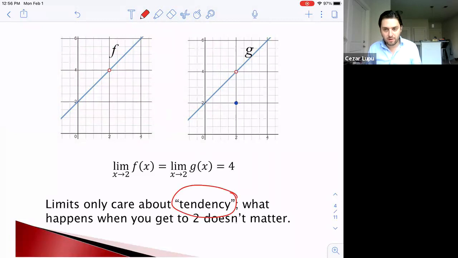Do I make myself clear? Right, so that's what you say. When you approach something, you tend to something. So it's a tendency. It's not like the actual value. Of course, when you deal with limits, you're going to plug in the actual value, but make sure that you get it in your head. It should always be the tendency. So this is how you interpret the limit of a function. Okay.